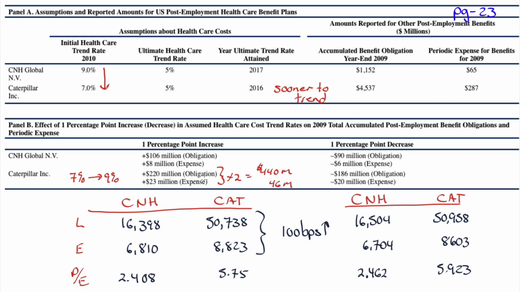I look in the lower part here. And it's giving me kind of a nice analysis to let me know what's going on. Here's what would happen for a 1 percentage point increase in our healthcare assumptions, and a 1 percentage point decrease in our assumptions. So if I say, well, let me right-size CAT with CNH. Let me go from 7 to 9%. That's a 200 basis point increase. If this is what happens after 100 basis points, I can multiply it by 2 and say, well, if CAT did assume 9%, that would make their obligation $440 million higher and their annual expense $46 million higher. That might be useful.